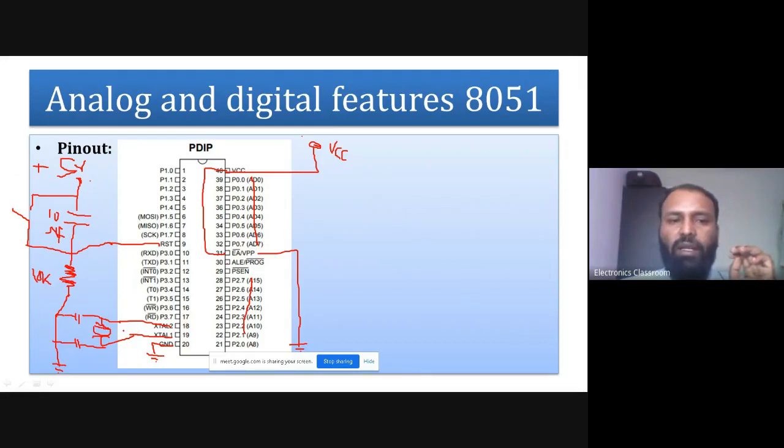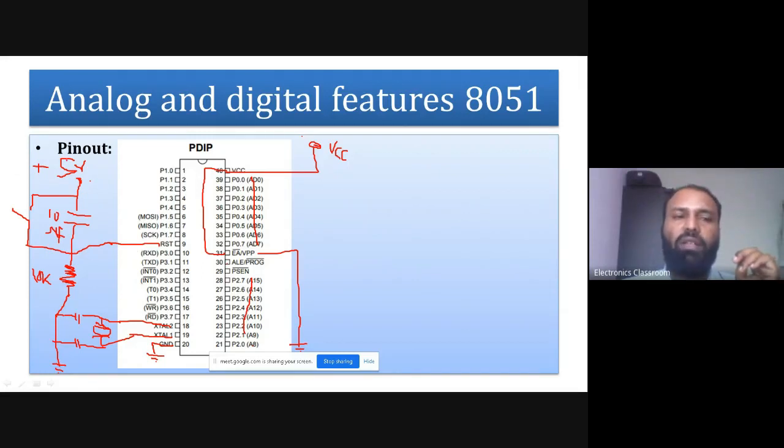Pin numbers 18 and 19 are connected to a crystal, and the crystal's alternate pins are also connected to 33 picofarad capacitors, and the other capacitor terminals are connected to ground. Pin number 9 is connected to reset.